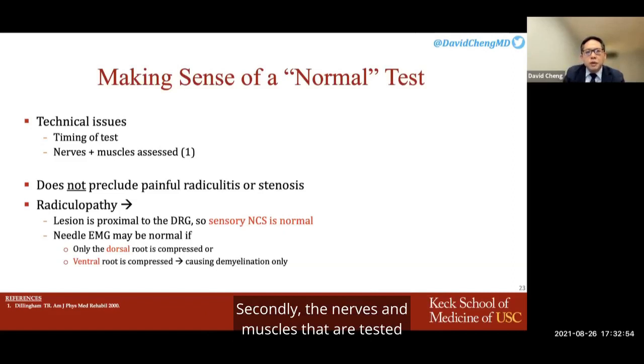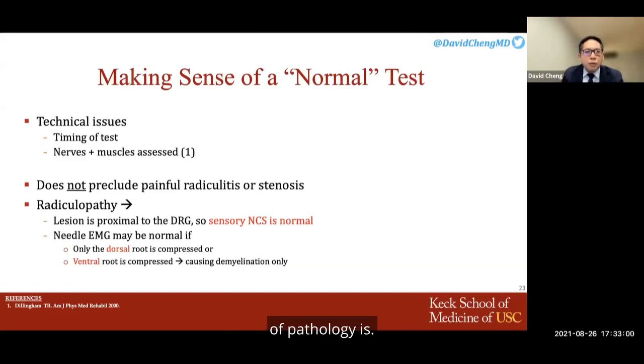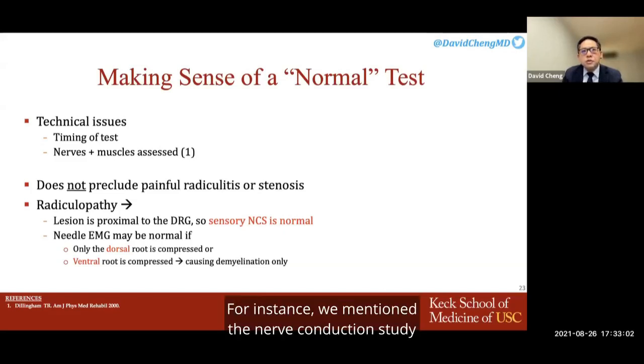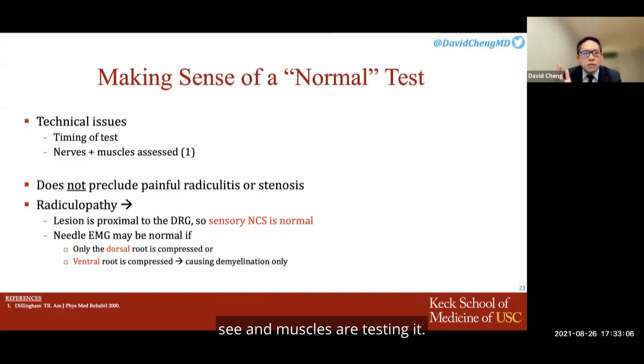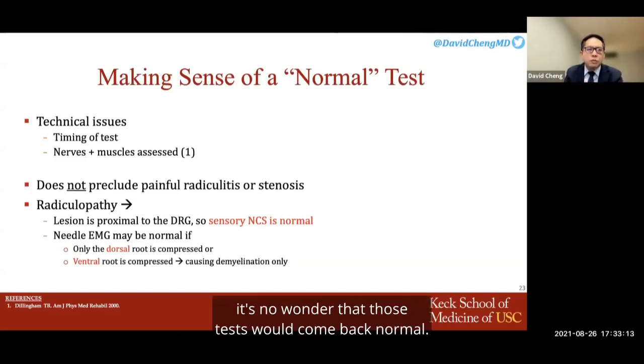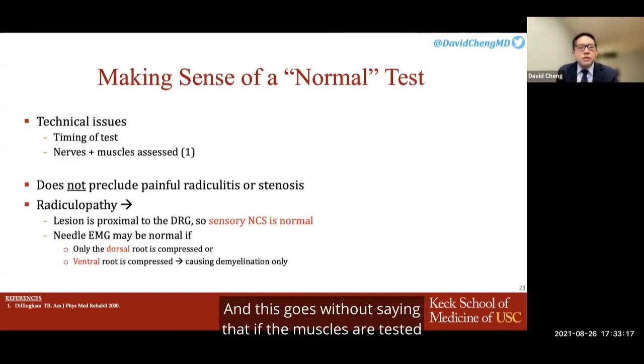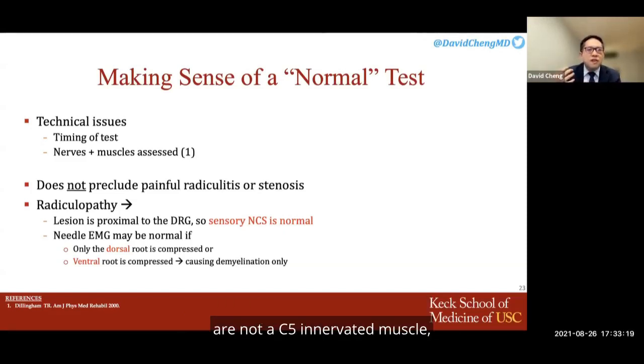Secondly, the nerves and muscles that are tested are crucial depending on where the expected level of pathology is. For instance, we mentioned the nerve conduction study for the upper extremities are really testing C8 muscles. If the concern is for a C5 radiculopathy, it's no wonder that those tests would come back normal. And this goes without saying that if the muscles tested are not a C5 innervated muscle, this test will be of no use to us.